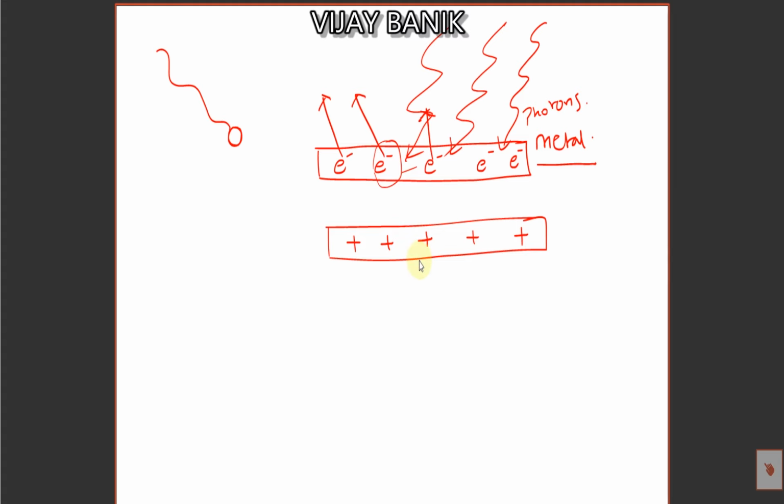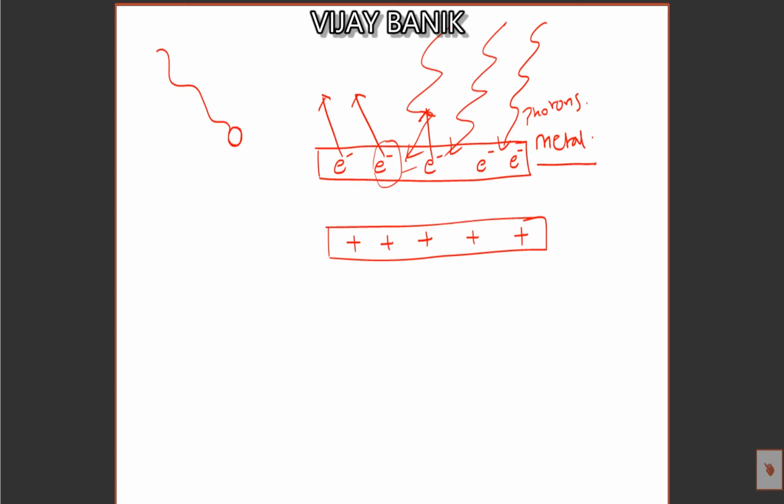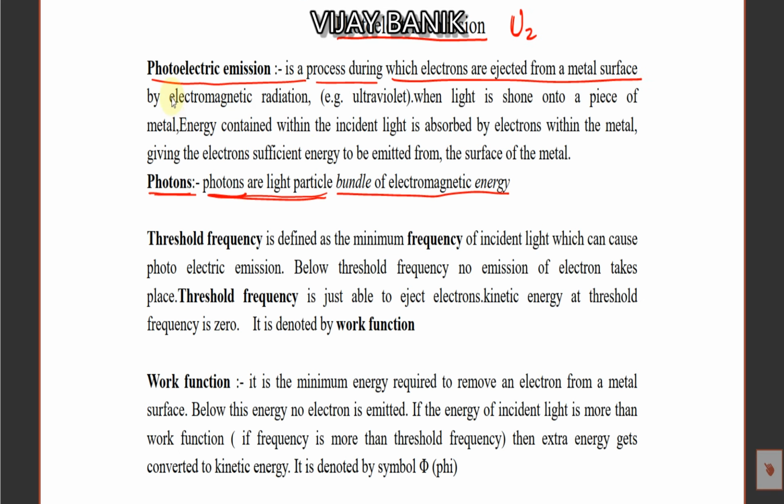So first of all, we have to know what is photoelectric emission. It's when you emit an electron with the help of photons. What are photons? Light particles. That's what they said over here. So let's read the first line. Photoelectric emission is a process during which electrons are ejected from the metal surface, just the way I showed you guys over here. It is ejected from the metal surface by electromagnetic radiation, for example ultraviolet. It could be normal light also, as I said.